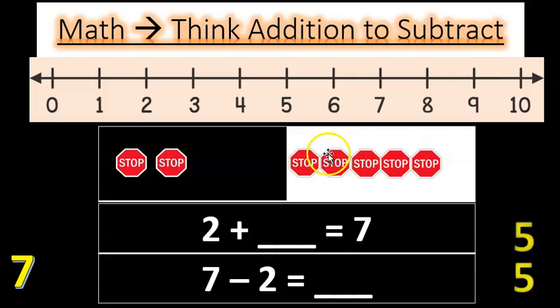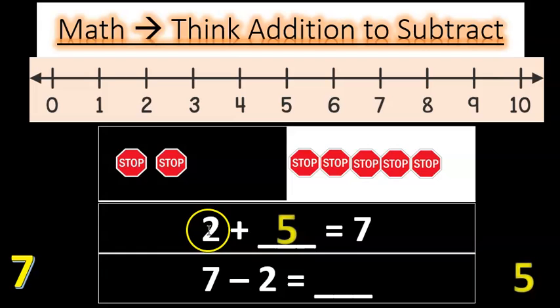So now that we have 5 stop signs here, what number goes here? 5. Good job. So let's insert 5 there. And that is our answer, boys and girls. Let's read the addition equation. 2 plus 5 equals 7. Let's read it again. 2 plus 5 equals 7.